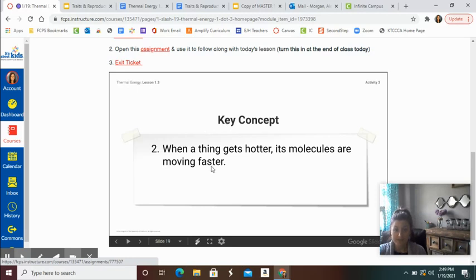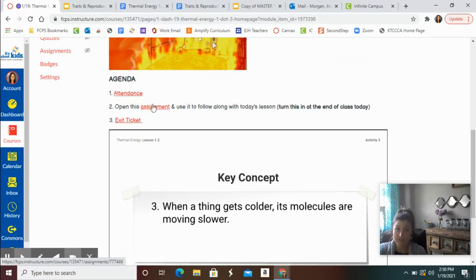So we know this, but just to kind of close up, when things get hotter, molecules move faster. When things get colder, molecules move slower. So that's kind of the most important thing to understand from today, okay? Other than that, make sure that assignment is done and turned in, and then you have your exit ticket, and that is it for 1.3.